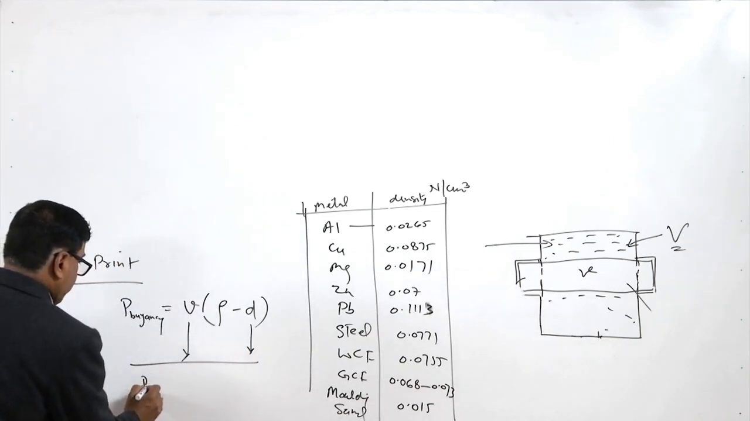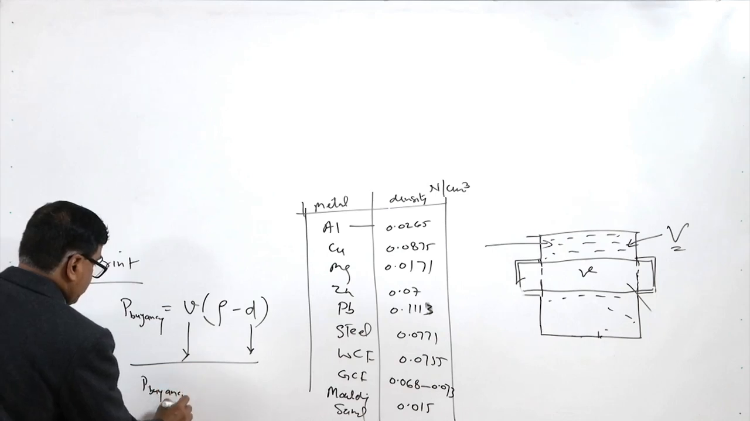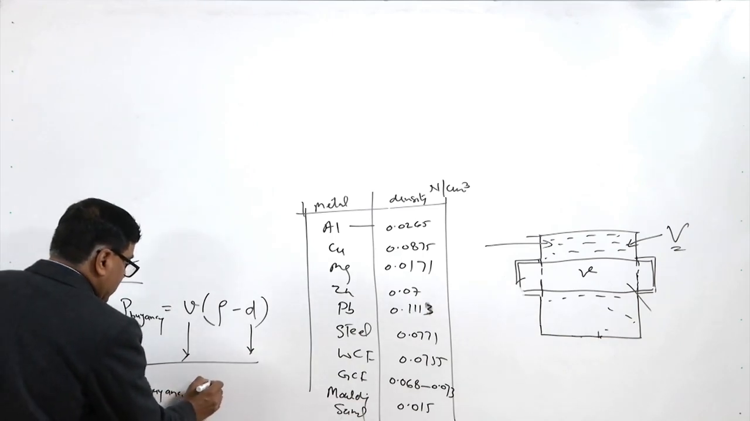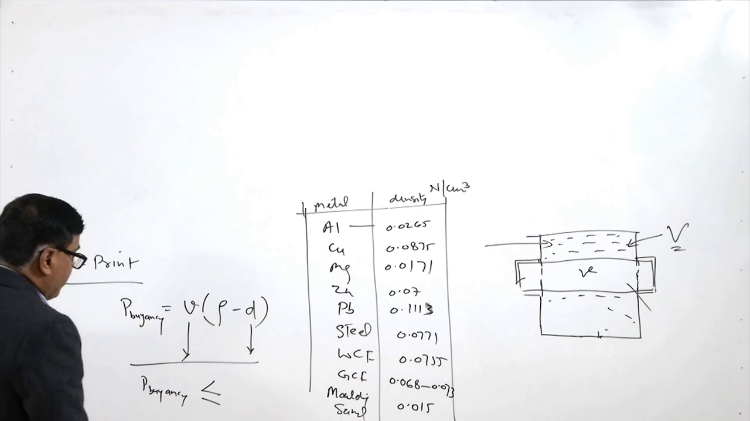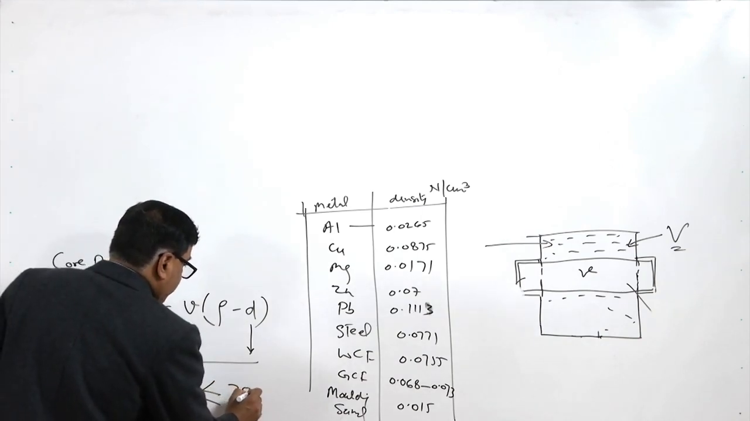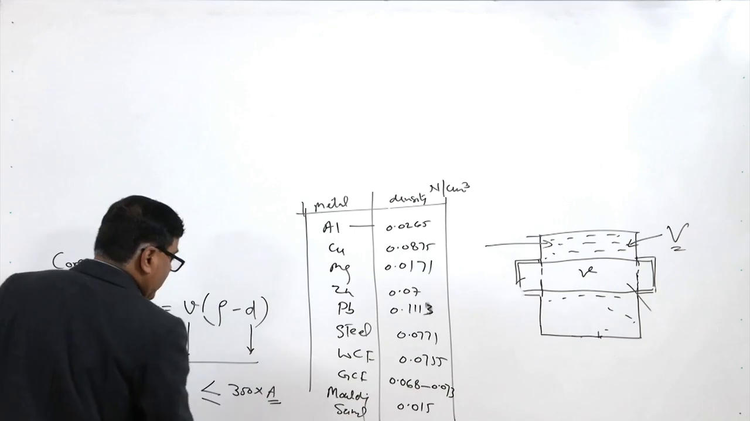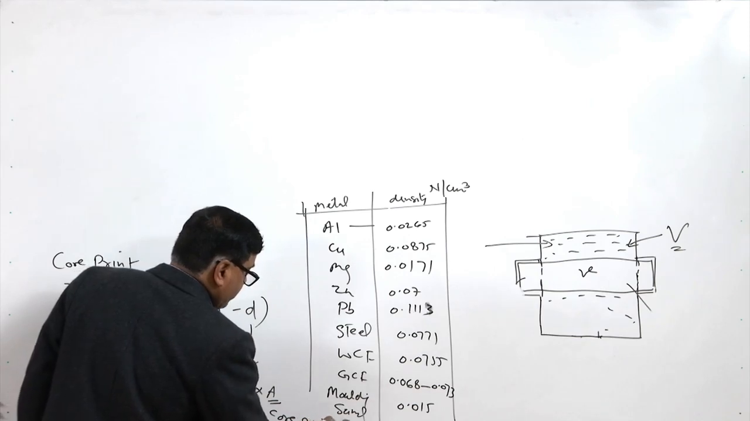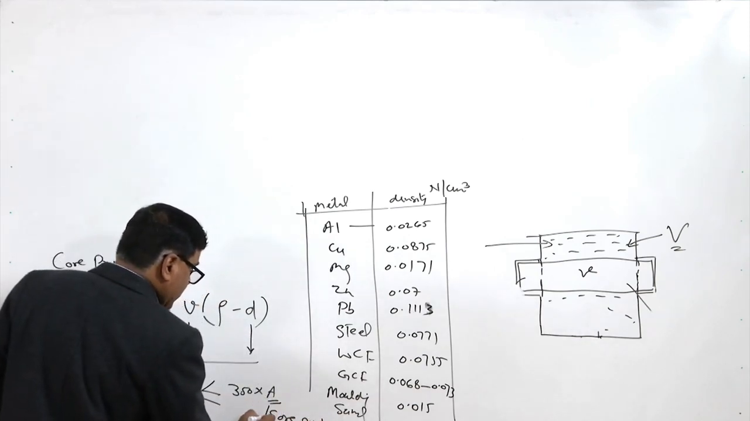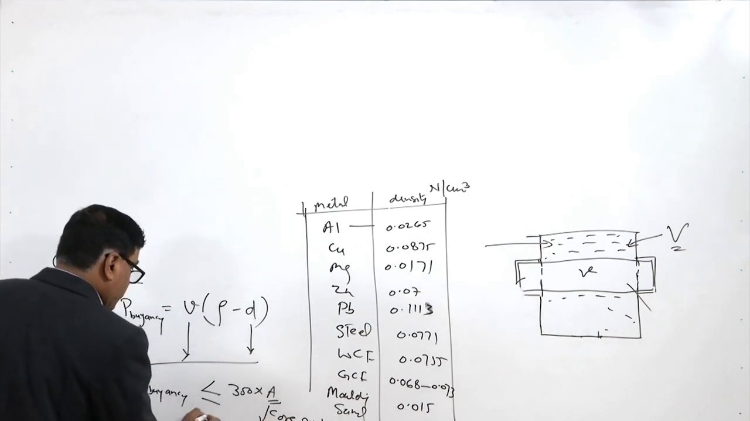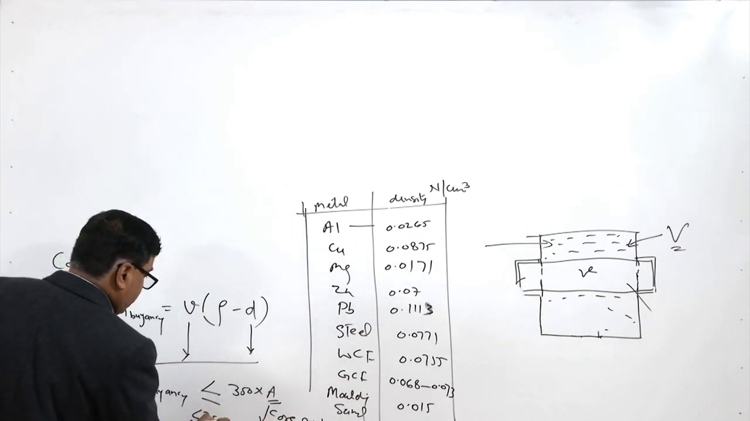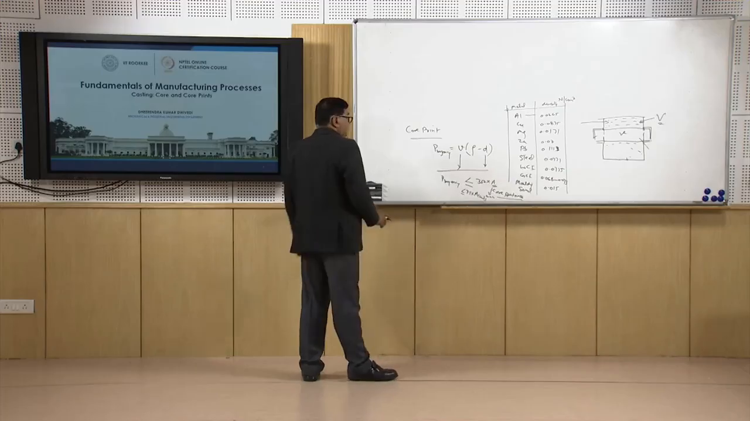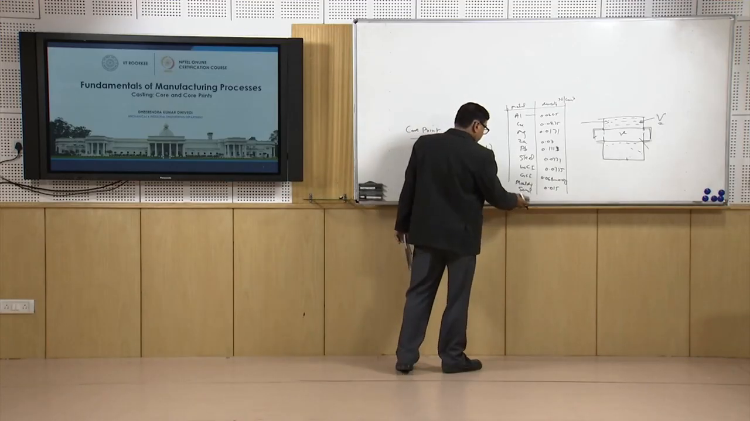So, the buoyancy force can be determined using this. If this buoyancy force comes out to be less than or equal to 350 into A, where A is the core print area, in mm square. If you want to write that in centimeter square, then it is 3.5 into A in centimeter square. So, A basically represents the core print area.